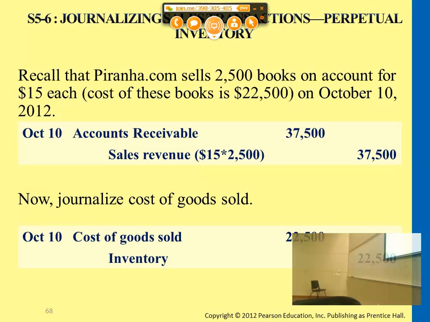It seems like the cost for 2,500 books, 22,500. Why do they say that? Like, the cost of these books? Is it the inventory? It is the inventory cost, which is why you see the dollar amount here.